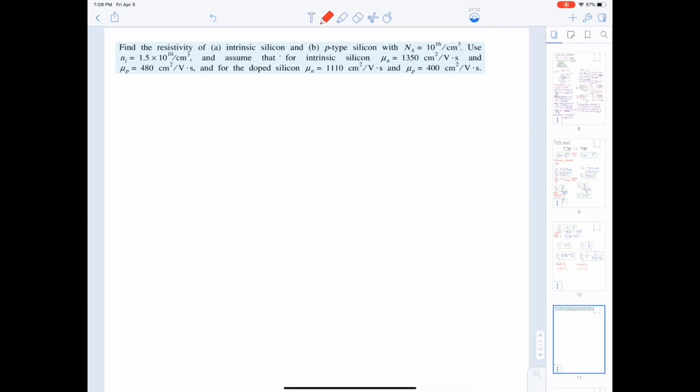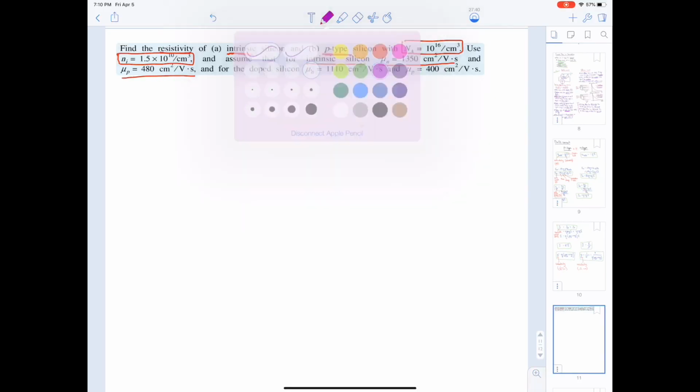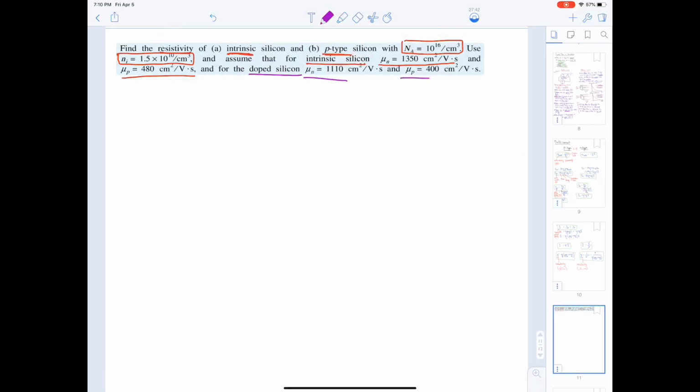Let's see, what does the question say? Find the resistivity, so he wants the resistivity for pure, intrinsic and p-type with Na given. Use Ni, so I guess this is room temperature, right? He gave me Ni, and assume that for intrinsic silicon mu n is this and mu p is this. However, for doped, mu n is this and mu p is this.